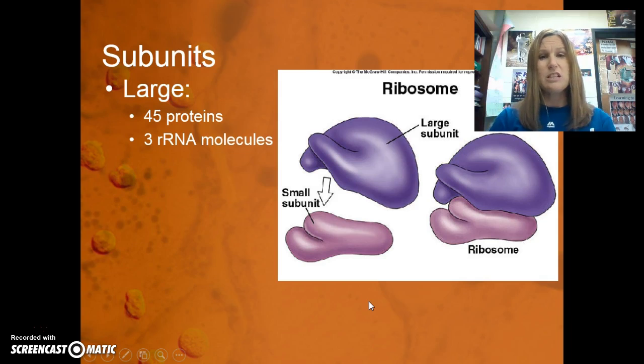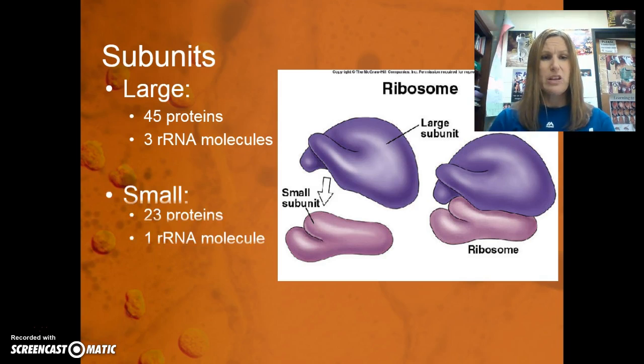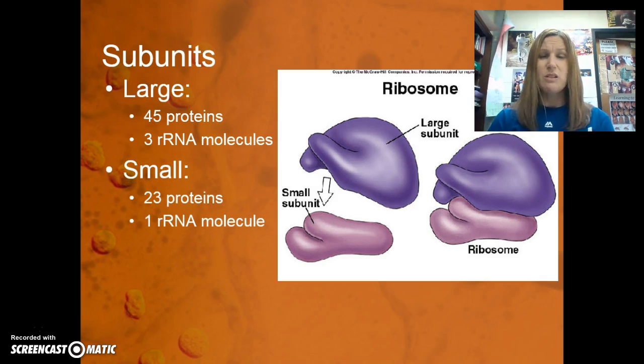The large portion is composed of 45 proteins and 3 rRNA molecules. When we get to protein synthesis, you will understand rRNA and the significance of it, especially in protein synthesis with that ribosome. The small subunit is composed of only 23 proteins and only 1 rRNA molecule. Again, what you need to know is the structure and function of that ribosome.